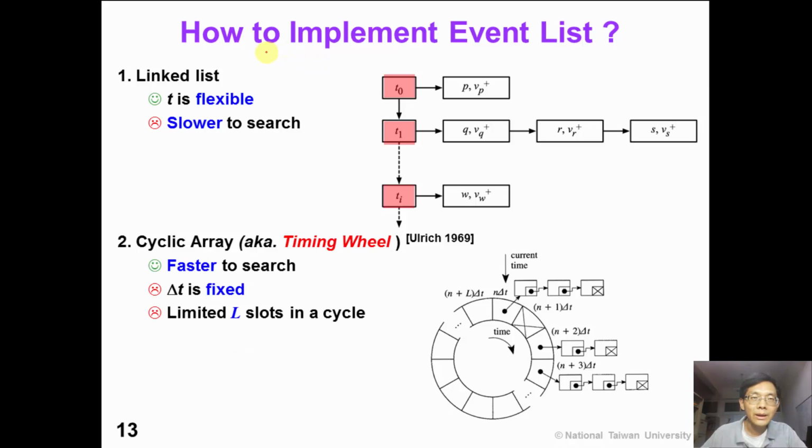Now there is one last thing to be considered. How can we implement this event list? There are 2 possible implementations. The first one is we can use a linked list to implement the event list, where T represents a timestamp. Following each timestamp, we have a linked list of events at timestamp T.